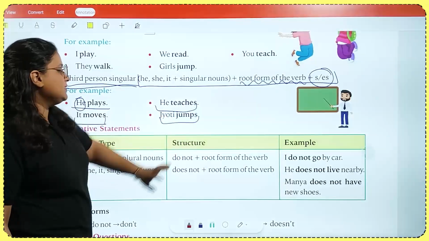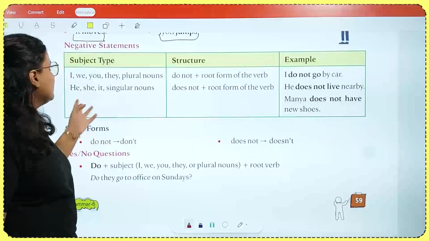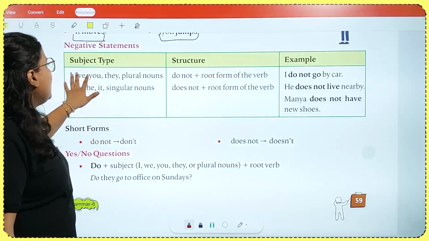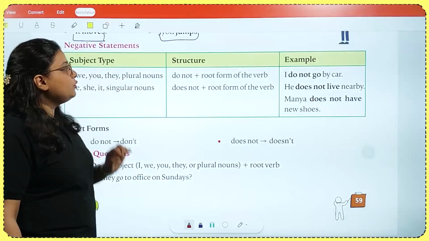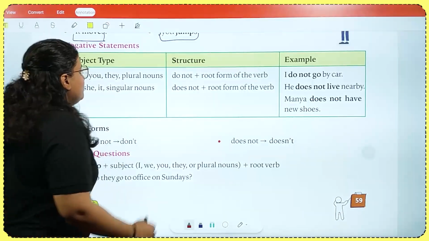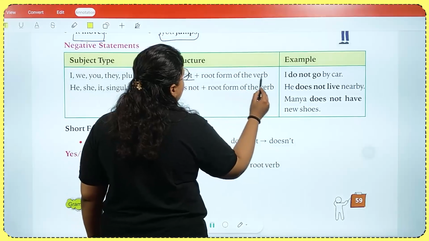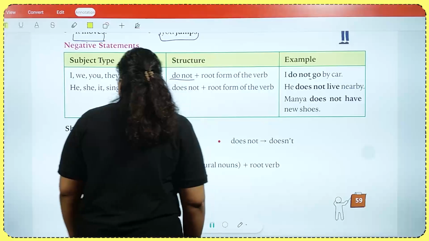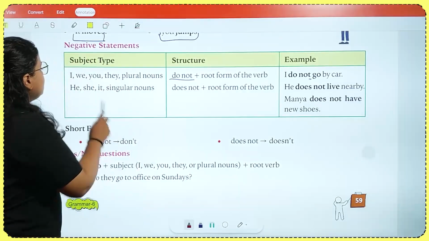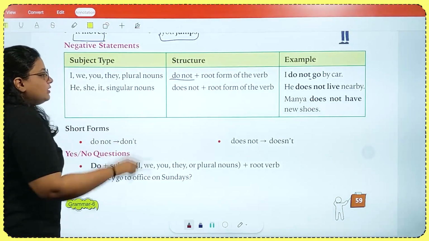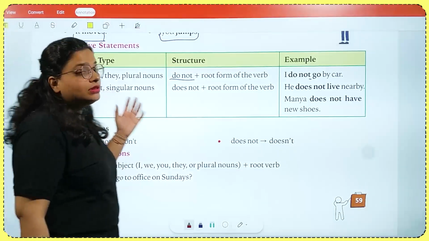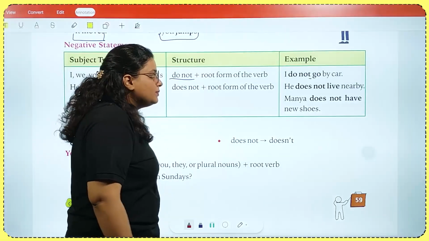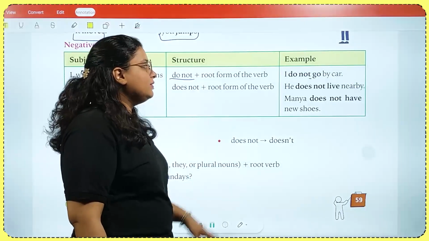Okay? Teaches. Okay? Negative sentences. How can you make negative sentences? If the subject type is I, we, you, they, or plural nouns, you will use do not plus root form of the verb. Okay? I do not go by car. Next, if there is he, she, it, singular noun, then singular type subject you will use does not plus root form of the verb. He does not live nearby.